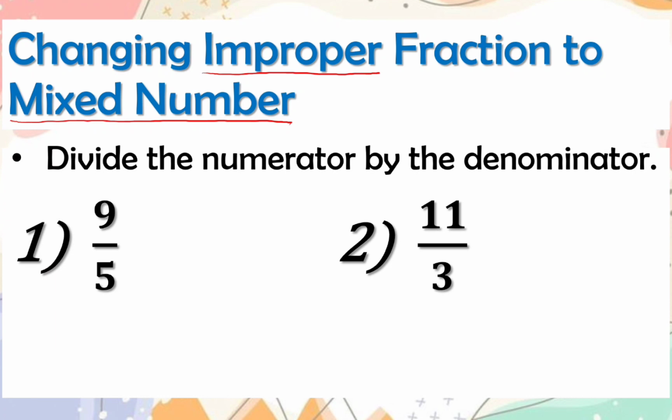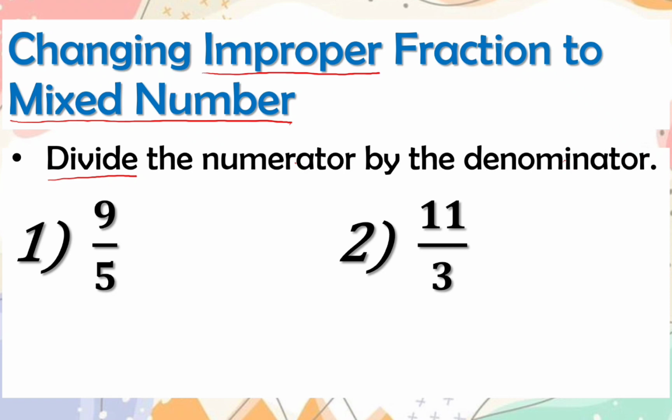So, this is what we are going to do. Divide the numerator by the denominator. So, we will use the long division. Let us have now our first example. So, we have here 9 over 5. In fraction, we cannot have a final answer which is in improper fraction. So, hindi pwede. Gagawin muna natin siyang mixed number para natin masabi final answer na yung fraction na yon.